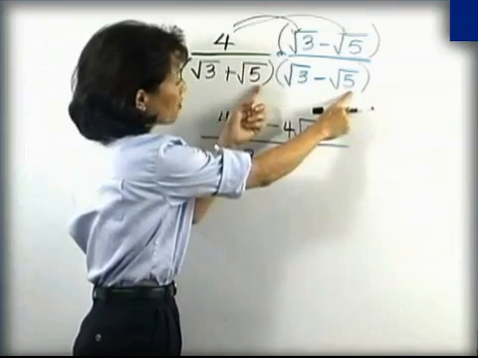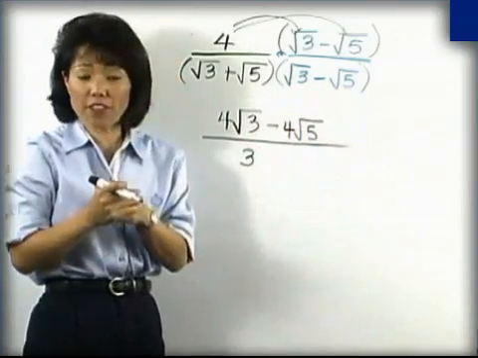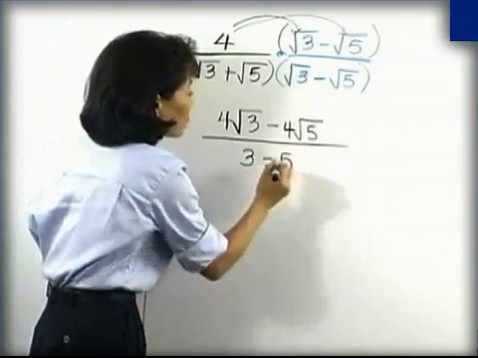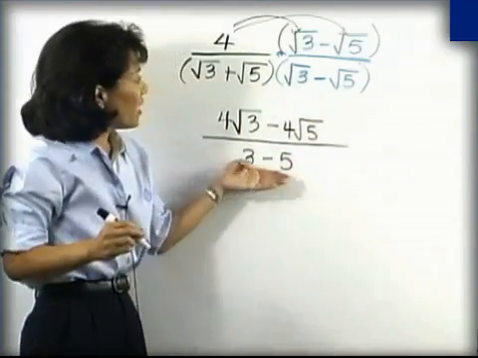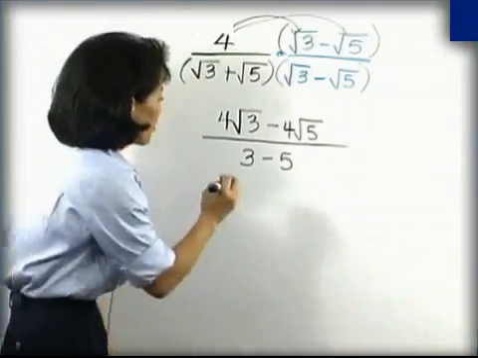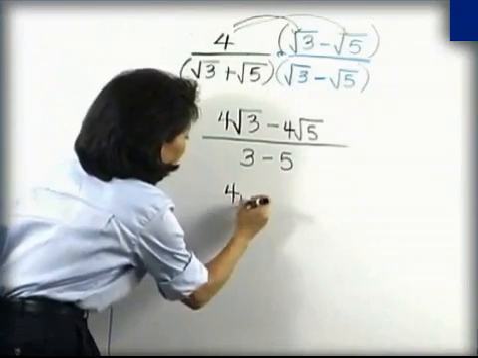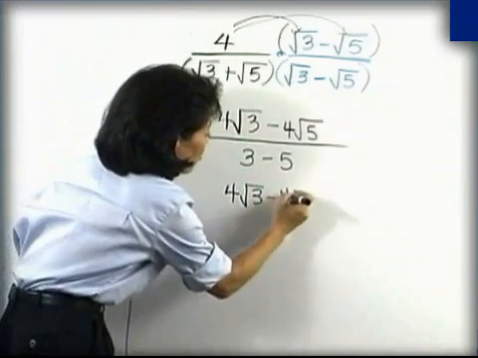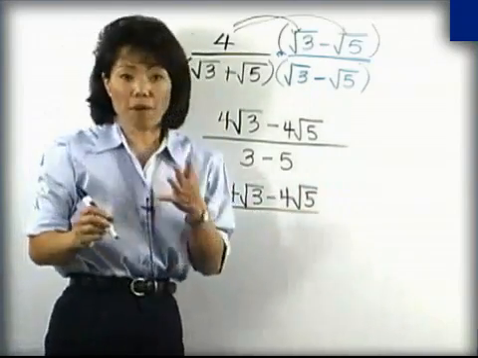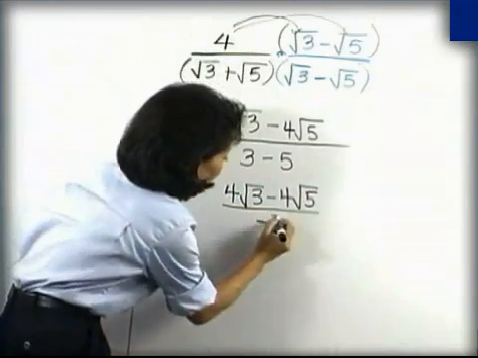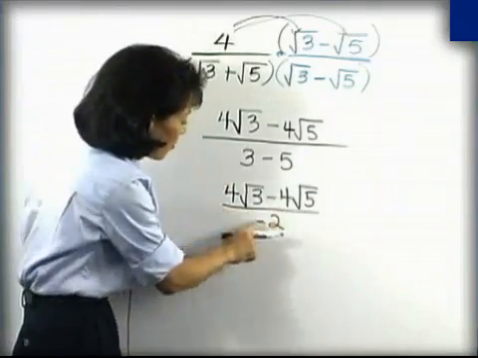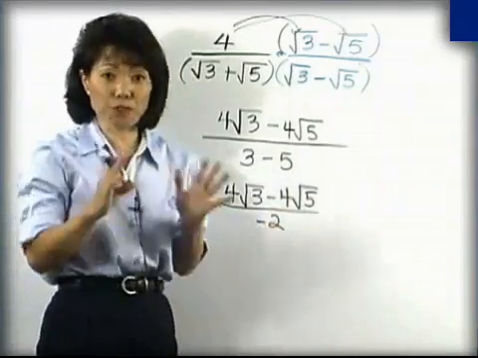Now we still have to do L in FOIL. Here we have the square root of 5 times negative the square root of 5, which gives me negative 5. So notice what we did is by multiplying by the conjugate here, we eliminated those radicals. So the rest of our job then, 4 root 3 minus 4 root 5 all over 3 minus 5, which gives me a negative 2. Now, if you're thinking that looks good, but there's something tricky going on with these 4s and 2s, you're right.